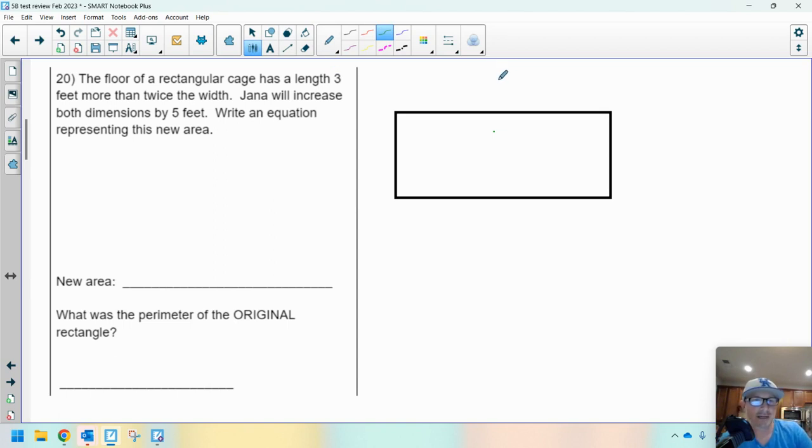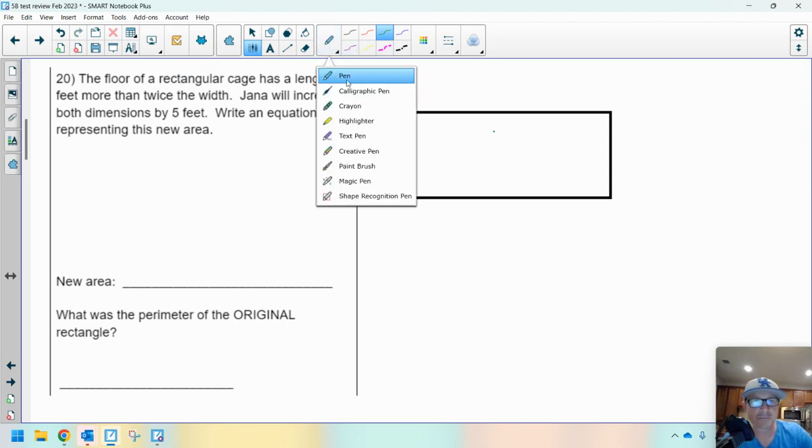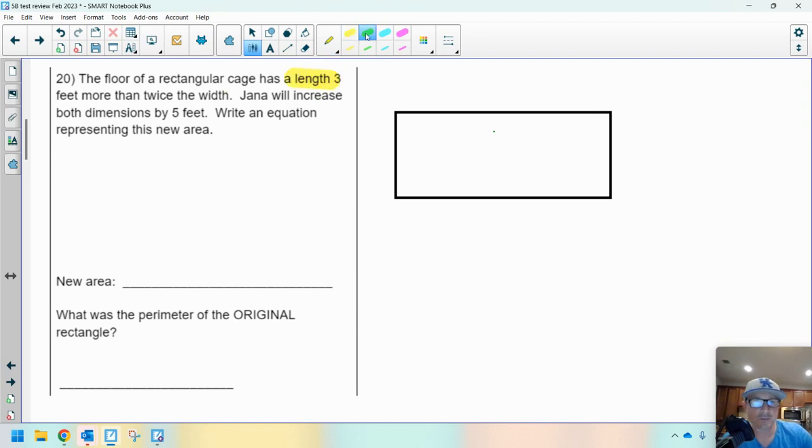All right. Once they start telling you about the floor, about the length, the next thing they tell you about, which is the width, that gets the X. The width gets the X because they talked about it second. They started telling you all about the length, but then they started telling you about the width afterwards. So whatever they talk about second gets the X. The length is 3 feet more, so plus 3, more than twice the width. So 2x plus 3. 3 feet more than twice the width.